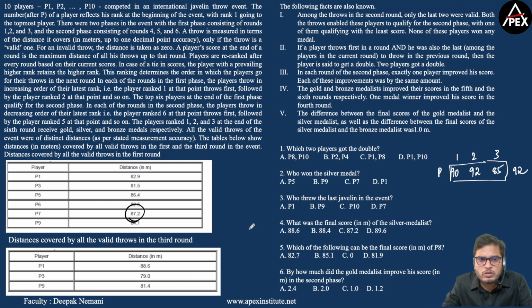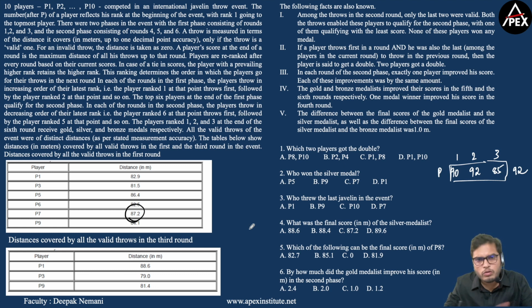The table below shows distances in meters covered by all valid throws in the first and the third round in the event. We are given the distance covered by all the valid throws in the first round, and the distances covered by all the valid throws in the third round. So that means leaving 1, 3, 5, 6, 7 and 9, the remaining players 2, 4, 8 and 10 had invalid throws in the first round.